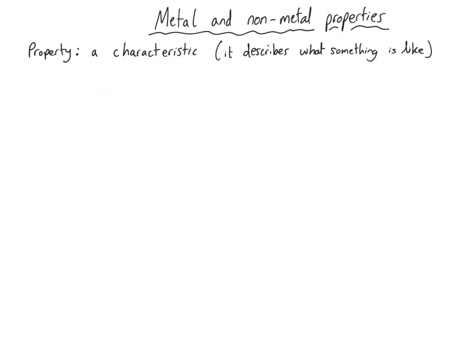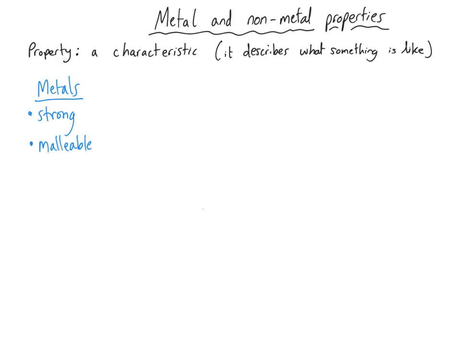Finally, I just want to take a quick look at some metal and non-metal properties. Now, before I do that, I need to define what a property is. So a property is a characteristic. It's a describing word that gives you some information about what a substance is like.